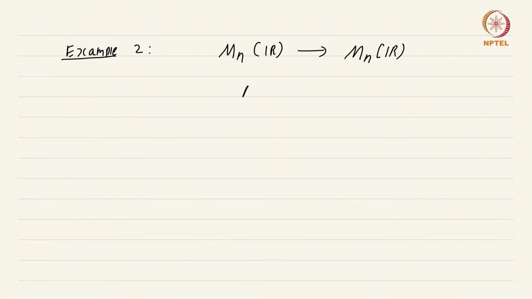Okay, so with all these preliminaries set, let's move on to example 2, and this is going to be a somewhat more involved example. Look at the space of matrices, that is M_n(R). Look at the map from M_n(R) to M_n(R), where a matrix A goes to A square.